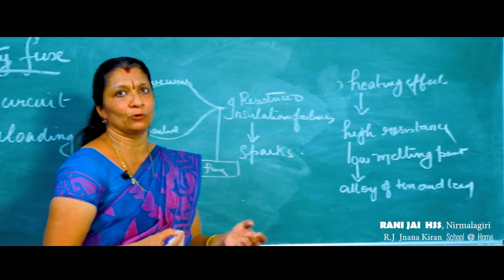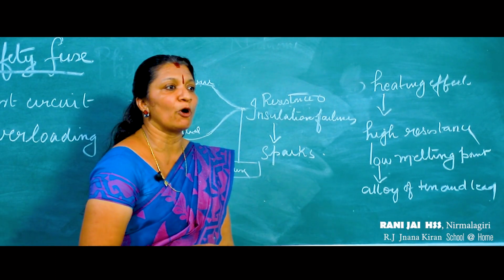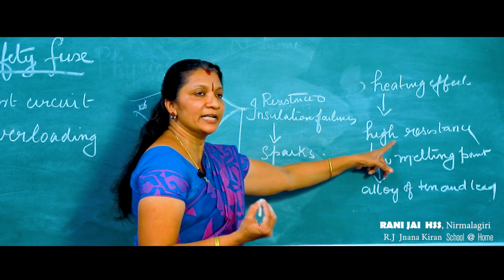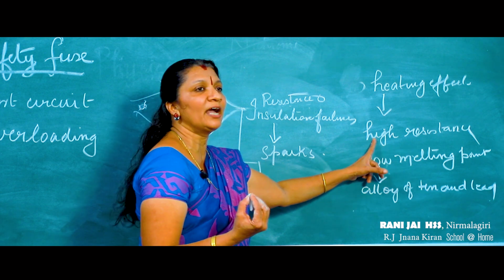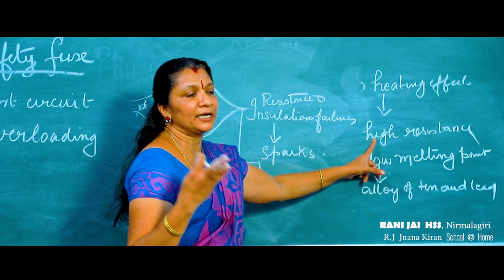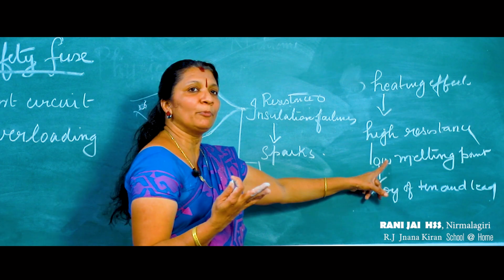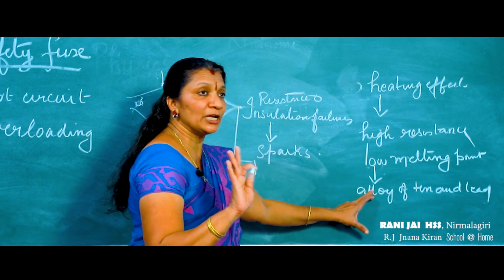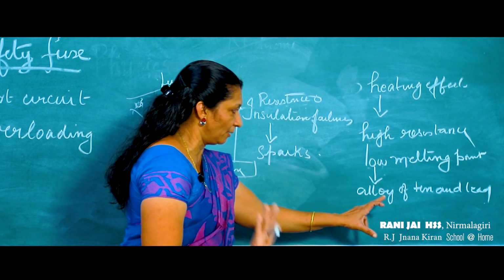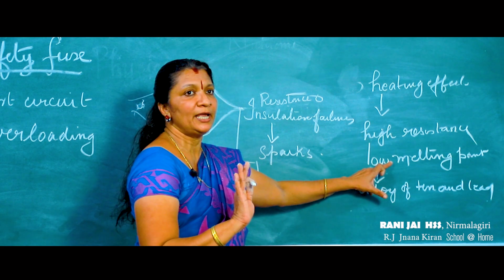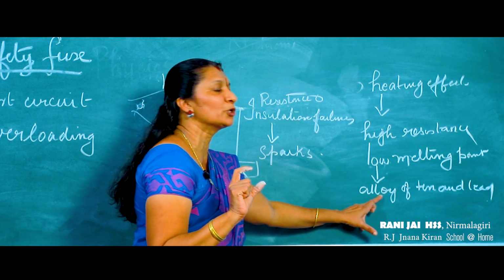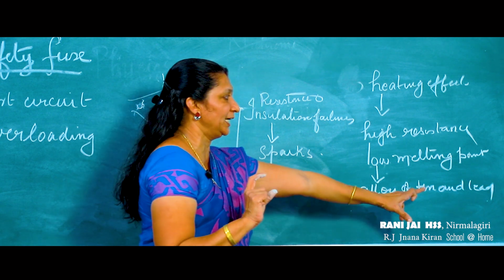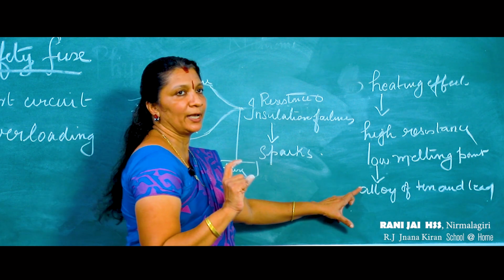Now some of you have a doubt. Why, teacher? Why can't we use copper? Copper you cannot use here because its resistance is different. It does not have high resistance. It is comparatively having low resistance. Melting point also may be high. So that is why copper should not be used. If a material has all these properties, that material only should be used as a fuse wire. So an alloy of tin and lead is used as a fuse wire.